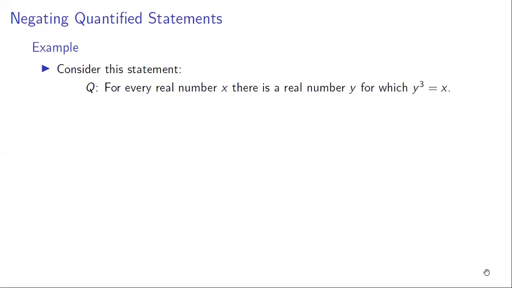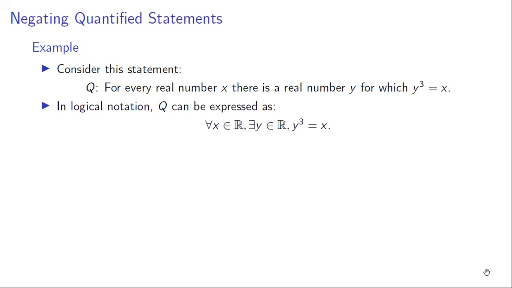Okay, another example with negating quantified statements. So consider the statement, we'll call it Q: for every real number x, there is a real number y for which y cubed is equal to x. In logical notation, Q can be expressed as follows: for all x in R, there exists a y in R such that y cubed is equal to x. Now, suppose we want to find the negation of Q. So the negation of Q is, well, it is false that, in other words, not for all x in R, there exists a y in R such that y cubed is equal to x.